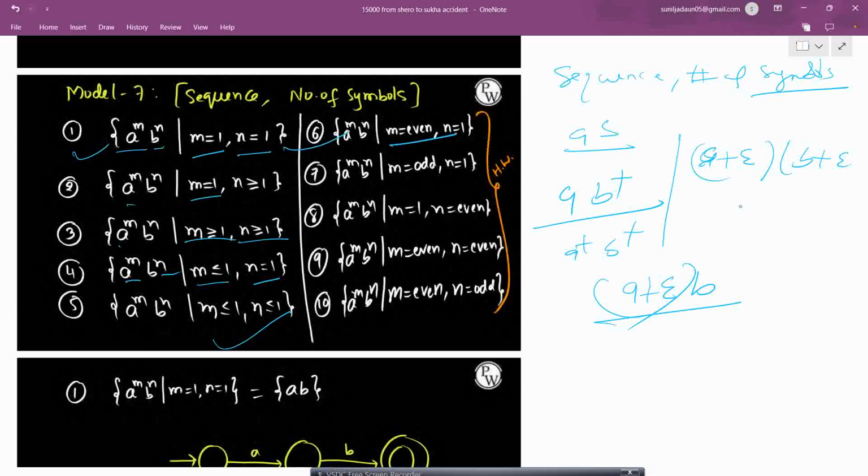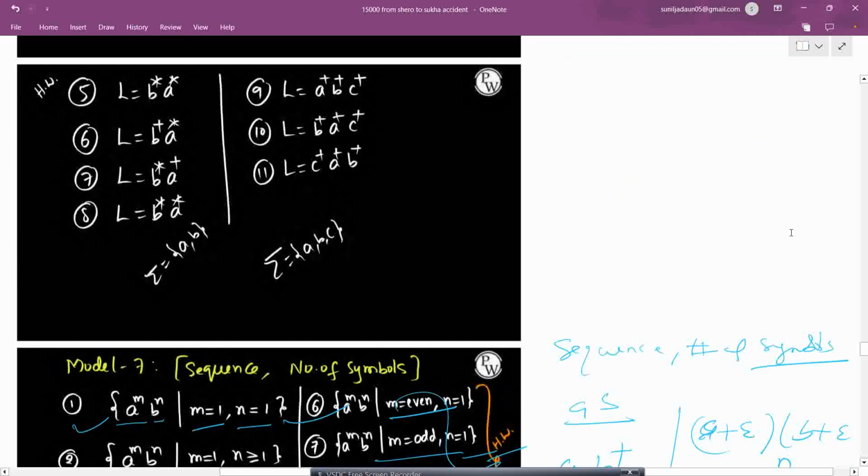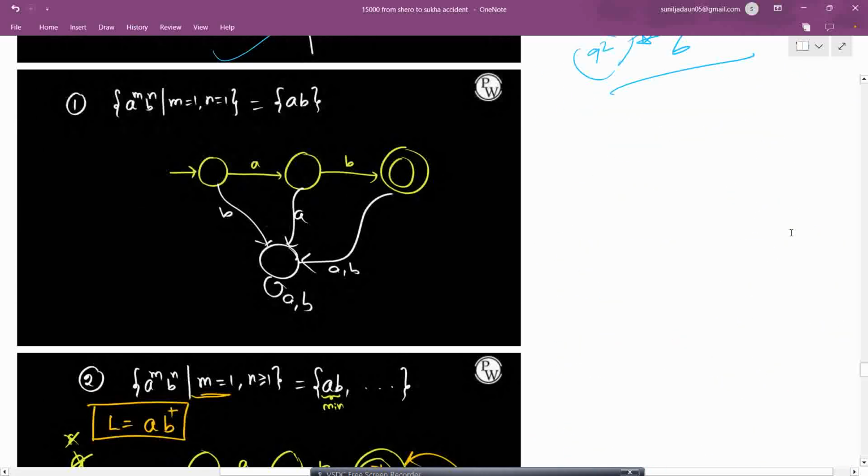m is even, that means a is squared, asterisk, b is n is equal to 1, this is b. And these are all things we are supposed to do. a to the power n, b to the power n, right? m is odd, n is equal to 1. Homework, this is all homework.